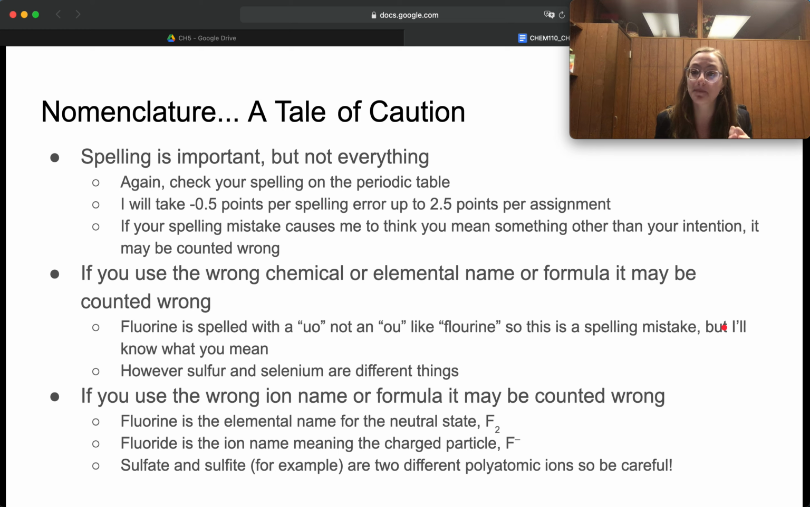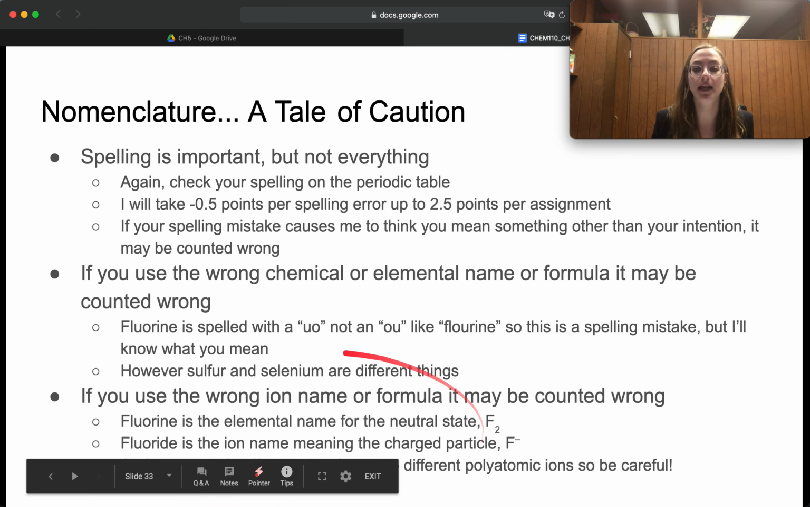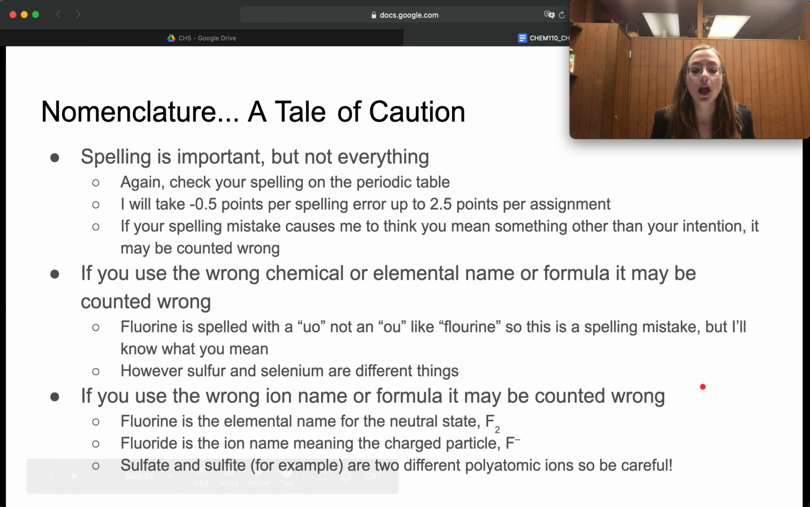We'll talk about how to name ions in a bit, but the ion name that means actually one atom with a 1- charge is fluoride, okay? So if you don't use that ion naming scheme when we start talking about ion naming schemes, I reserve the right to take that half point again, or to count it fully wrong if you mean something other than what you intend, okay? And then the last thing here is like the difference between sulfate and sulfite. These are two different compounds, right? Sulfate is SO4 2-, sulfite is SO3 2-, okay?